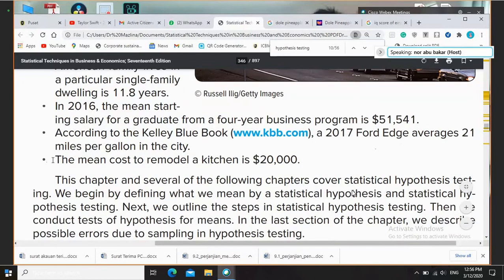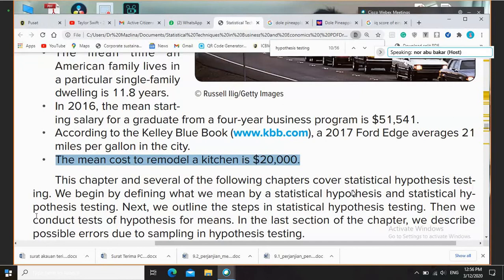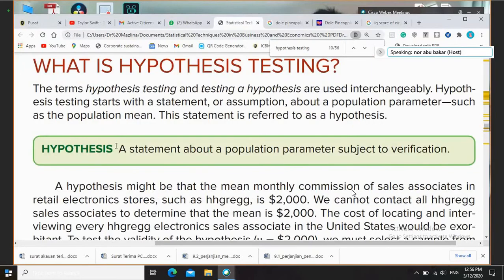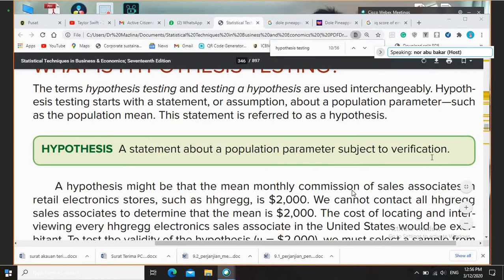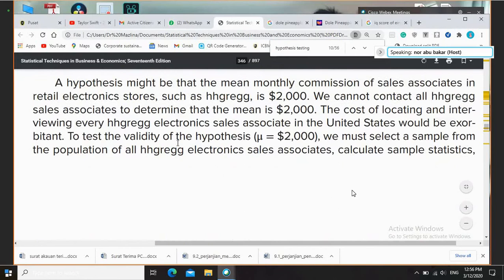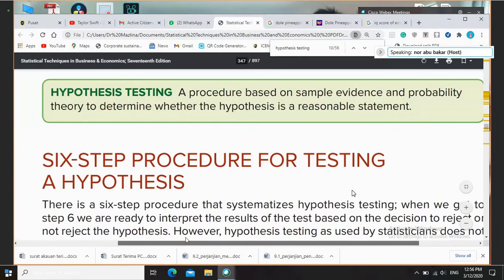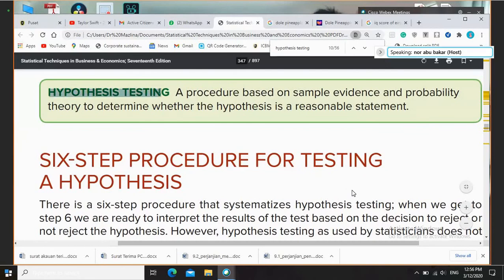Okay, contoh lain. The mean cost to remodel a kitchen is $20,000. Okay. Jadi, mean cost itu adalah penyataan tentang average cost. Dan ini adalah nilai dia 20,000. Okay? Jadi, bila kita buat satu statement which is subject to verification, so we need to verify whether the statement is true or not. Jadi, contohnya macam inilah yang kita panggil sebagai hypothesis testing.